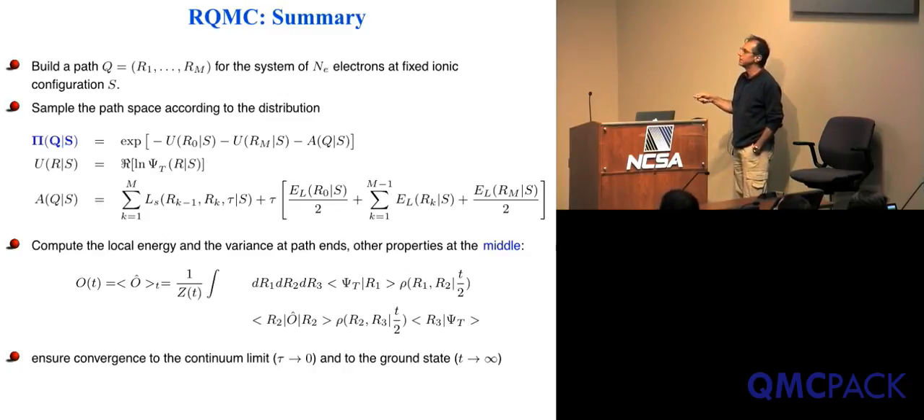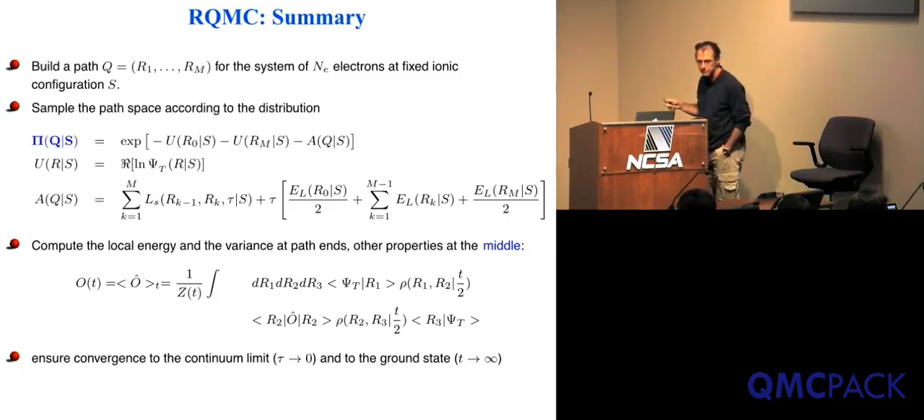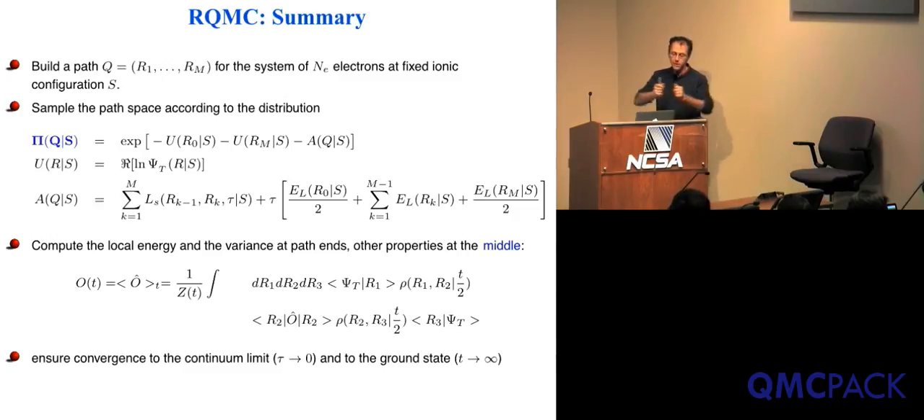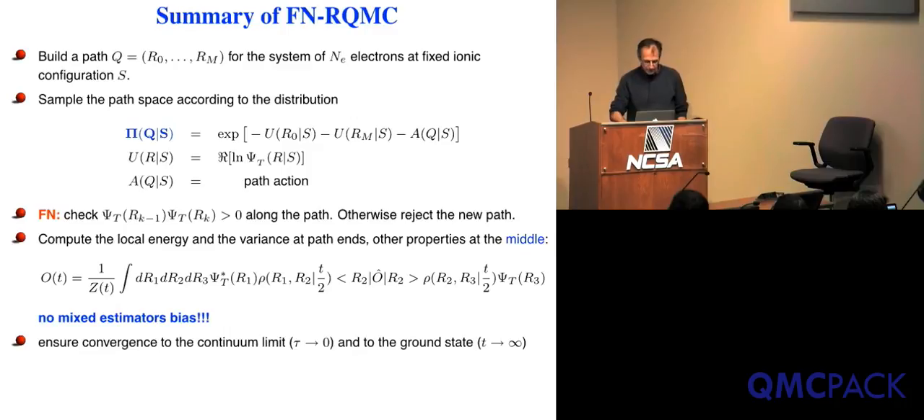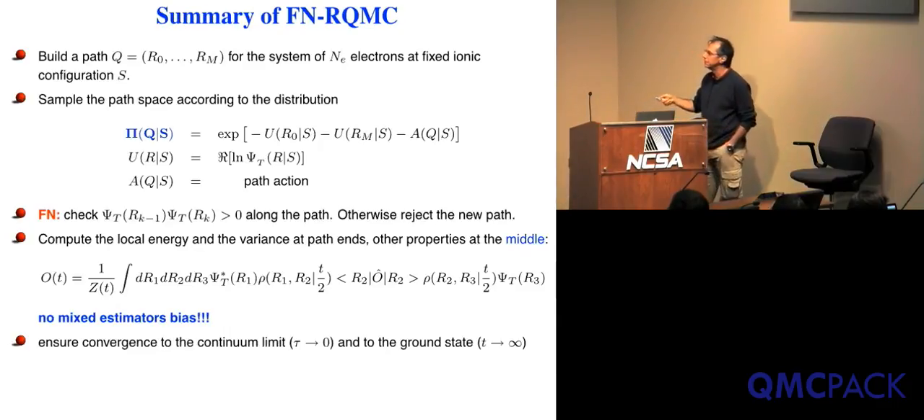Now, if you compute properties in the middle of the path, like I wrote here, these are unbiased estimators. Of course, you have to do quite long paths. You have to increase your projection time. You have to repeat your calculation with different projection times in order to converge to the ground state. But these are unbiased estimators. Then if you have fermions, you have to add one more step, because when you move your path, you don't want your intermediate points to cross the nodes. You have to be sure that you don't cross the nodes, otherwise you have a sign problem coming in. But it's precisely the same algorithm.